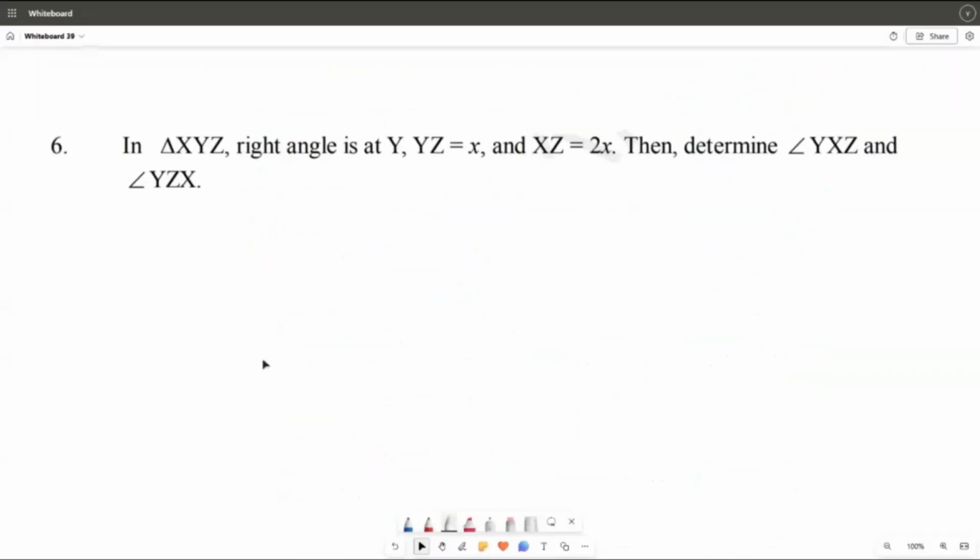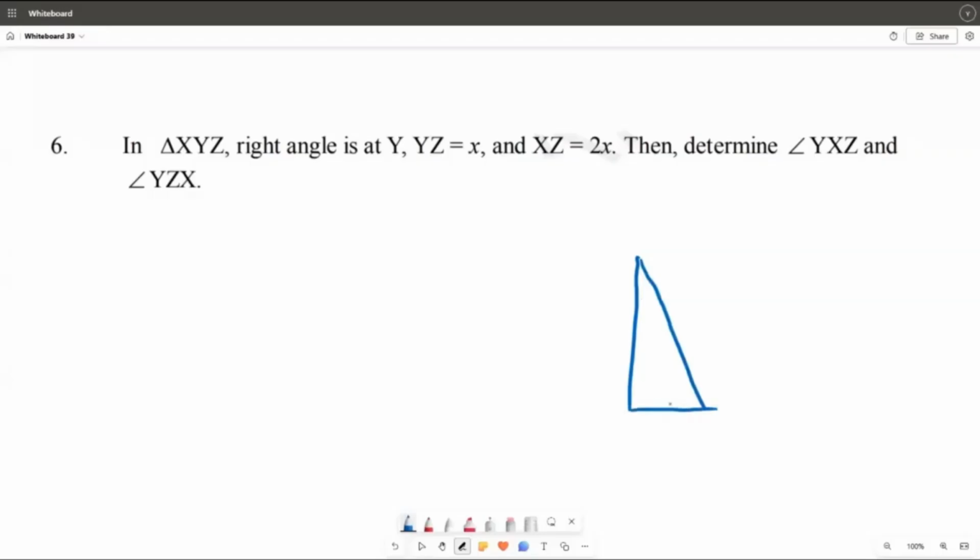Sixth question of exercise 11.2. In triangle XYZ, right angled at Y, YZ equal to x, ZX equal to 2x, and we need to determine the value of angle X and angle Z. Unlike the previous question, where they gave the angle and told us to find the lengths, in this question they gave us the lengths and told us to find the angles.